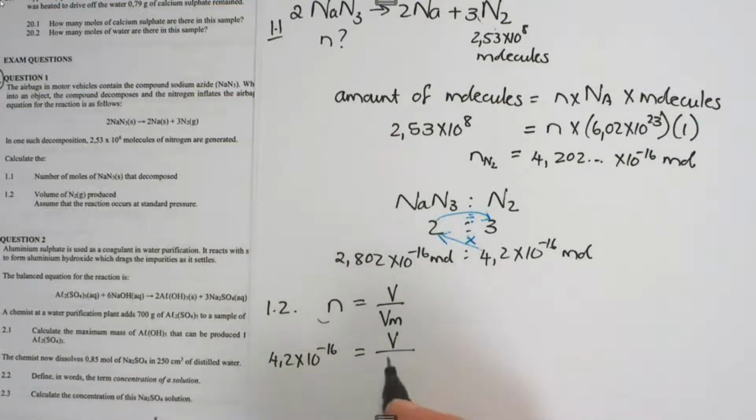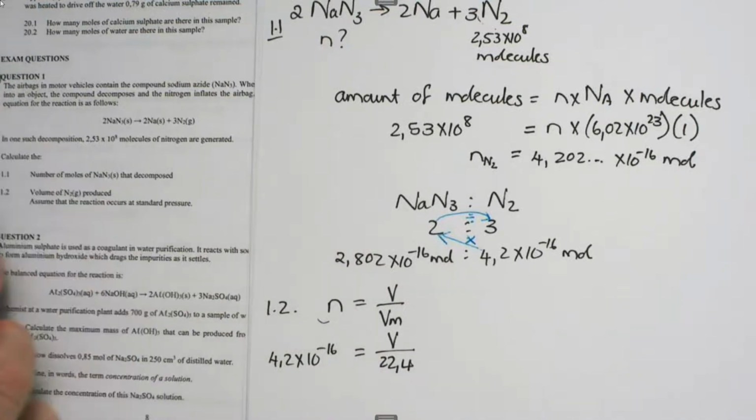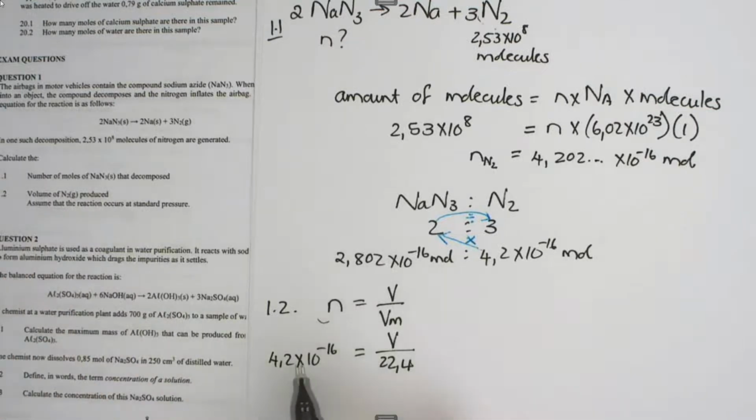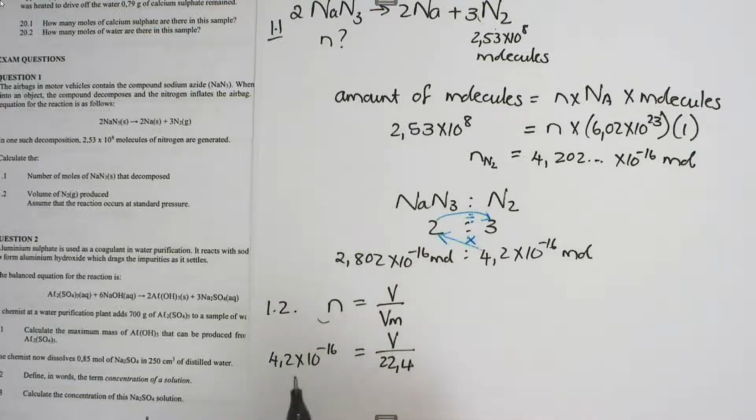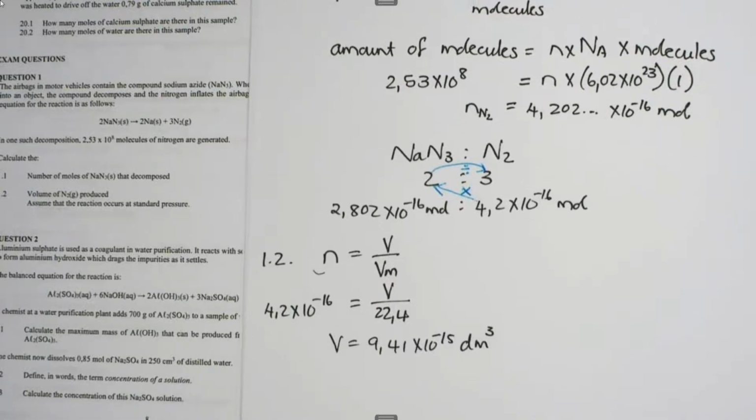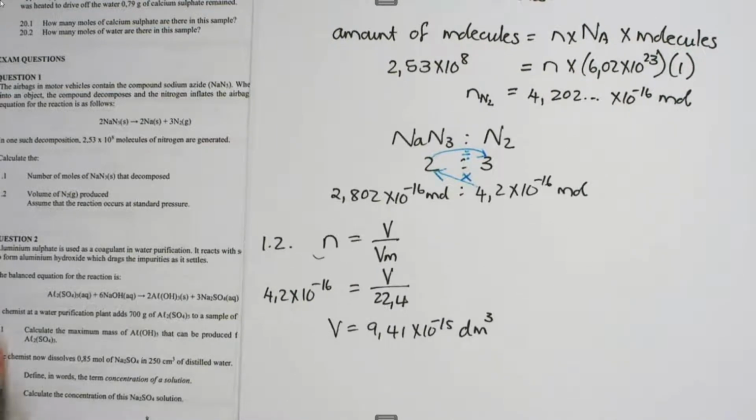So now I can use my 22,4. I can use now a rounded 4,2 here because it was the answer of the previous calculation. So I can just use 4.2 times 10 to the negative 16 times 22.4, and my answer is 9,41 times 10 to the negative 15 cubic decimeters. Okay, so I've done number 1.1 and 1.2.